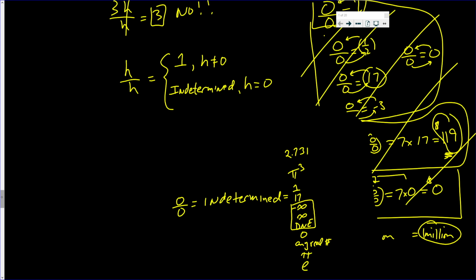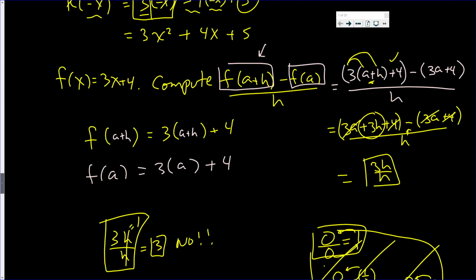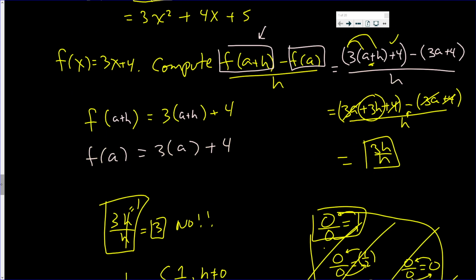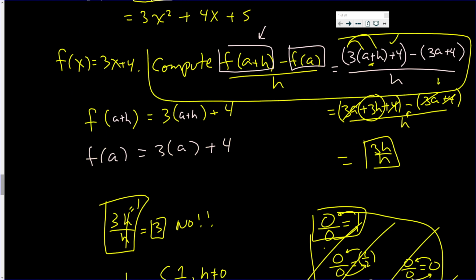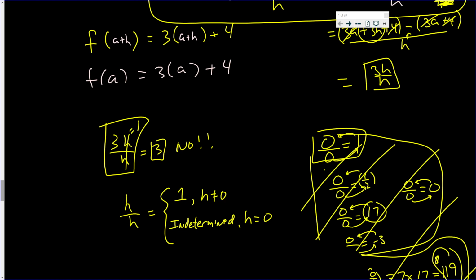Okay, so this is not 3. It's 3 if h is not 0. But I never ever said, see, I could have said at the beginning, compute this where h is not 0. But I never did. Okay, so just leave the answer as 3h over h. Just leave it like that.